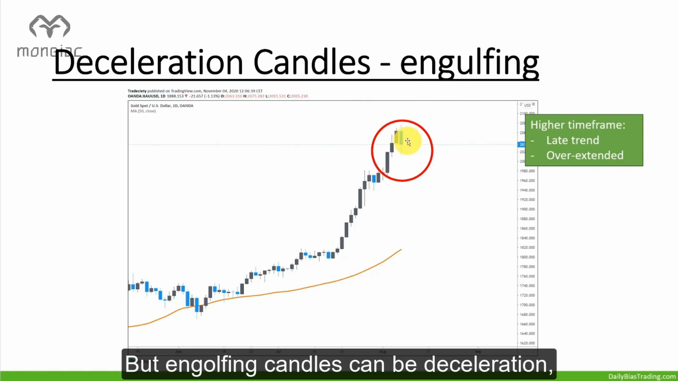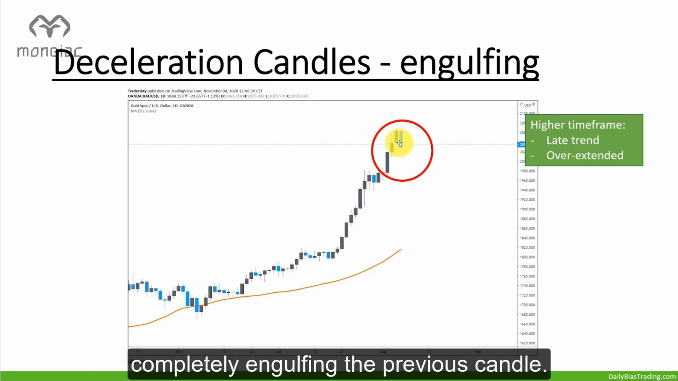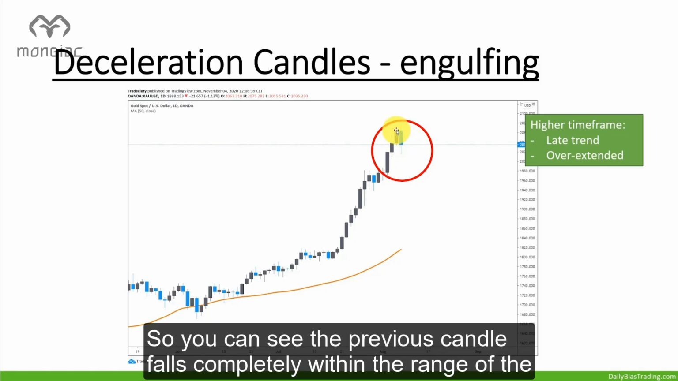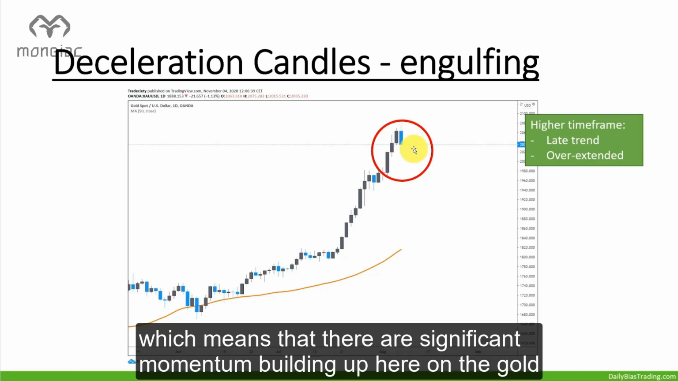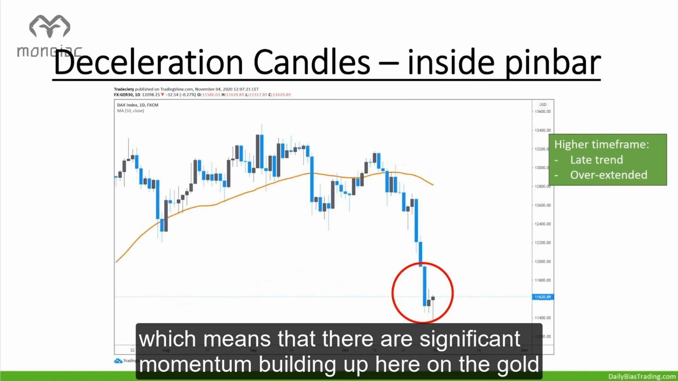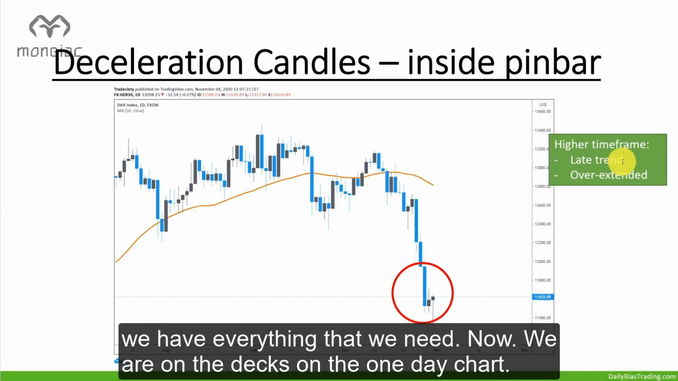But engulfing candles can be deceleration. An engulfing candle pretty much just means that this current candle is completely engulfing the previous candle. So you can see the previous candle falls completely within the range of the current bearish candle, which means that there's significant momentum building up here on the gold chart. Here we have a deceleration candle as an inside pin bar. And again, we have everything that we need.